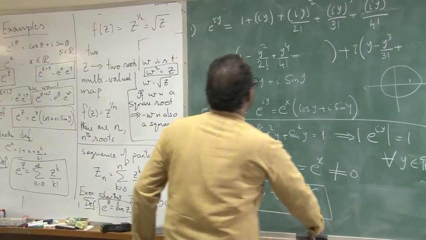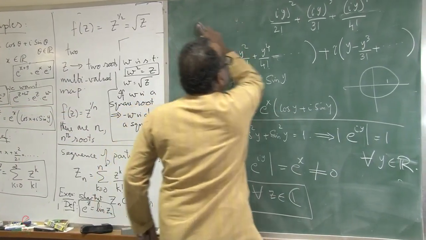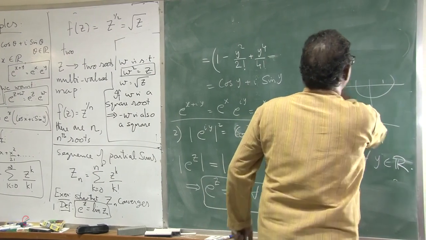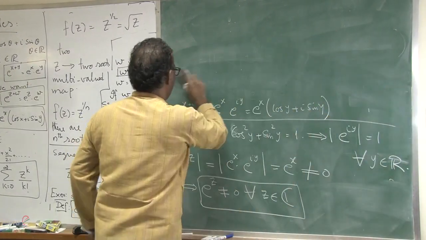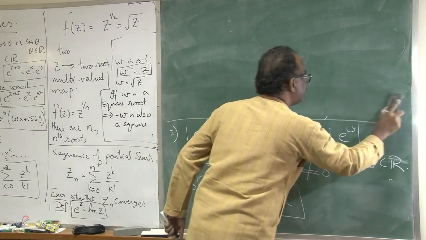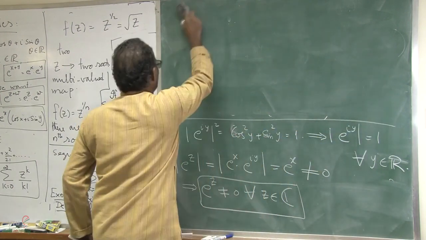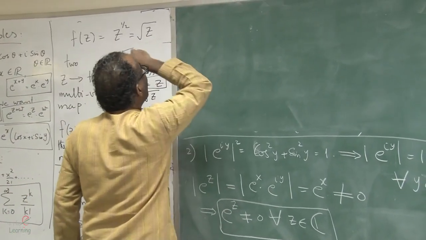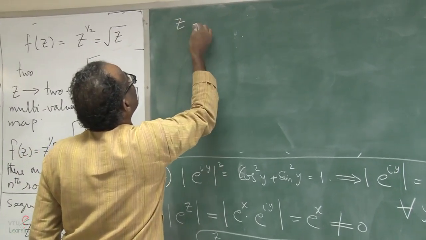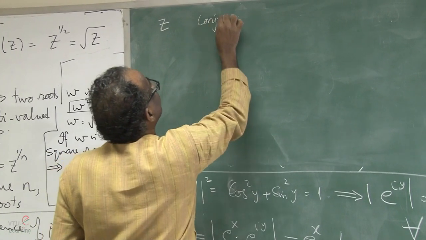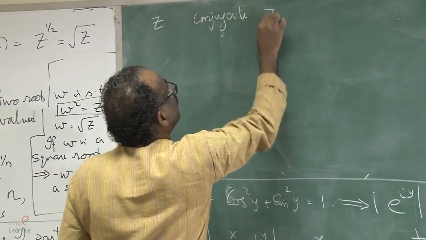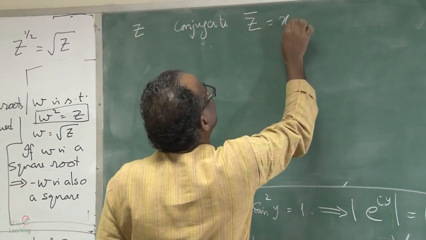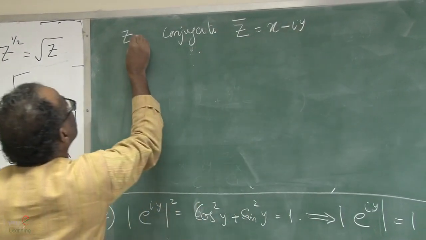Some more properties, I will write it here itself, so it's easier to write on the blackboard. What is the other property which I want to tell you? Now, what is its conjugate? You already know that if z equals x plus iy, its conjugate is z bar, that's equal to x minus iy.